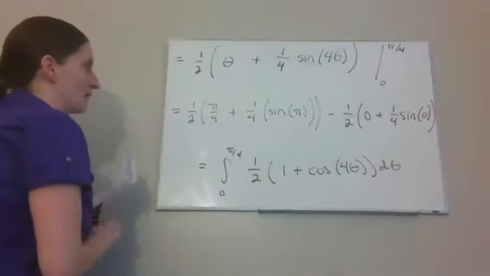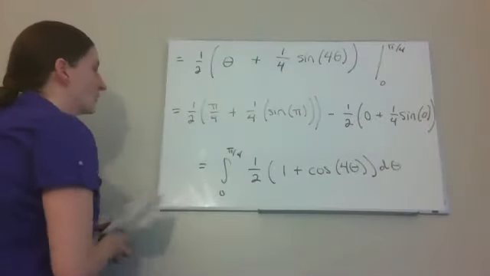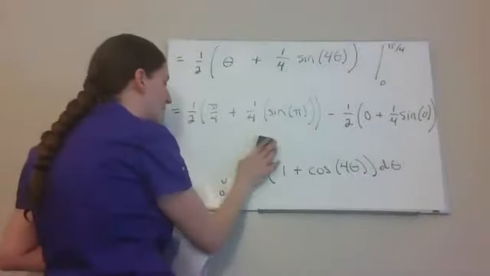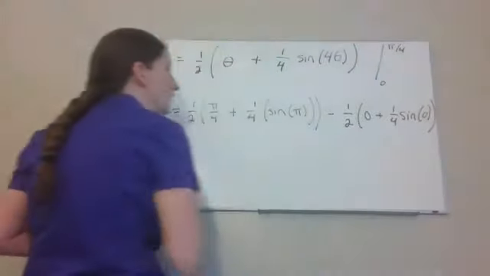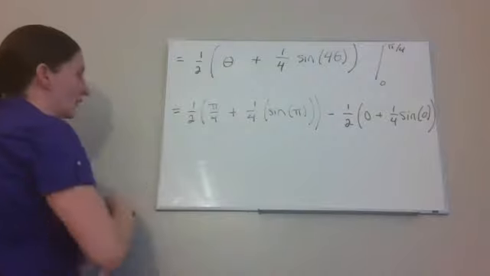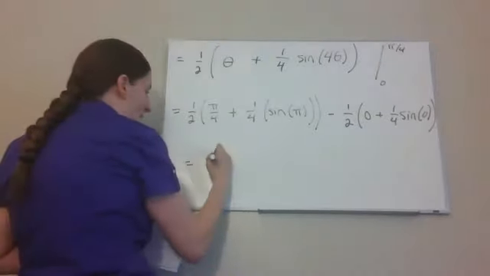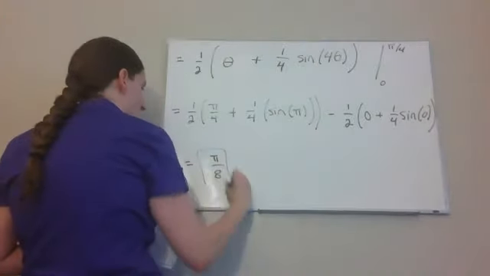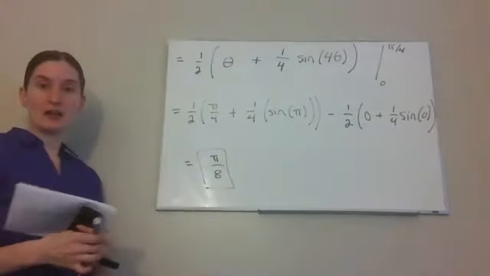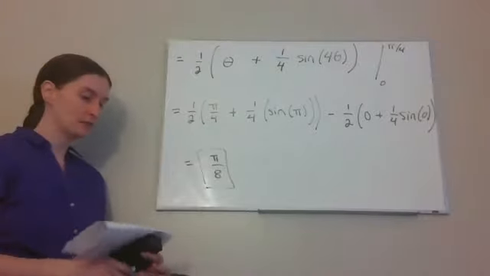And now we just get to simplify this as much as we can. So sine of pi is 0, and sine of 0 is 0. So most of this disappears. All that I have left is a 1/2 times a pi over 4. So I get pi over 8 for the area enclosed by one of these leaves.